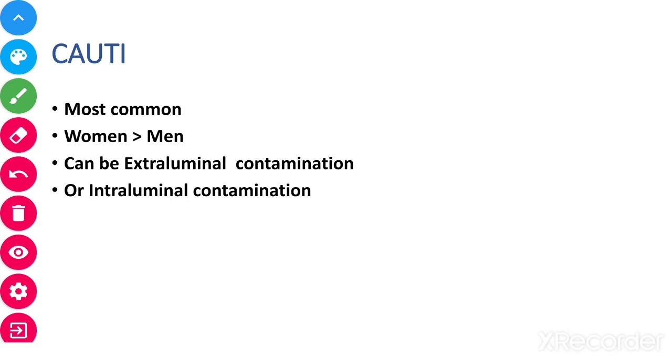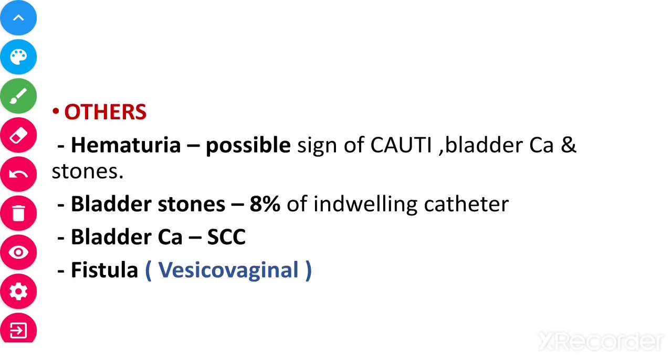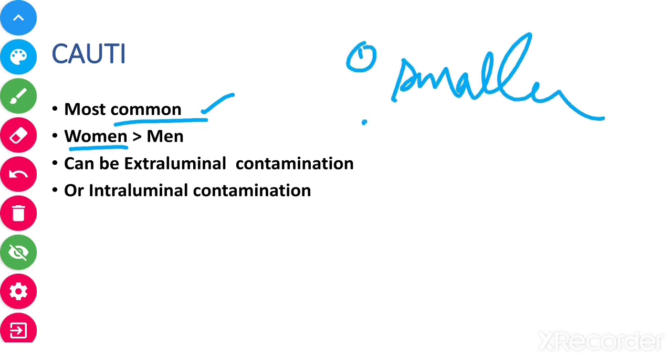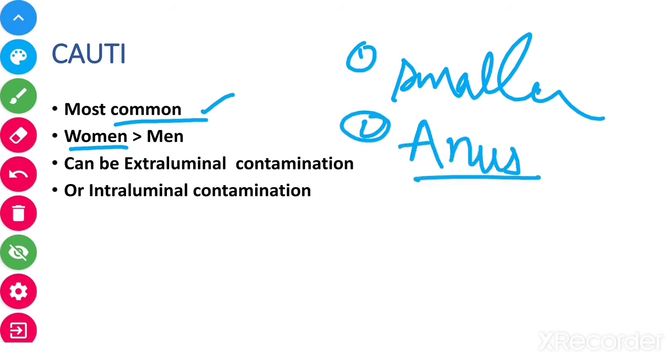Now next we have the catheter associated UTI. A few points about this. First, this is very common, the most common complication. Then it is more seen in females than in males. And why so? First, because of the smaller urethra, and second, because of the close proximity to the anus in females. So these are the two risk factors. Because of that, females are more prone to catheter associated UTI.